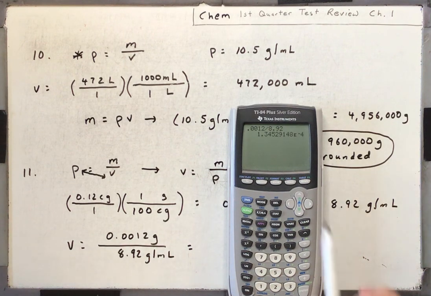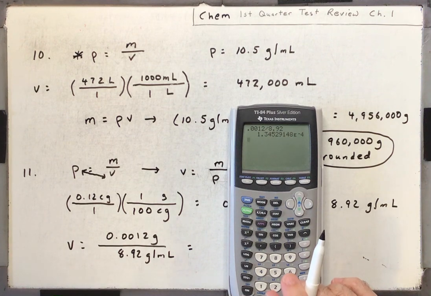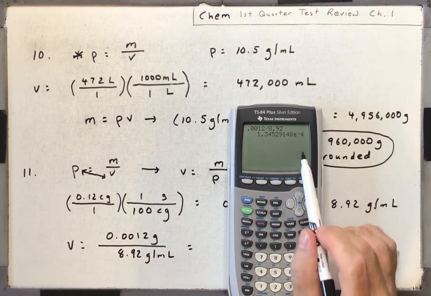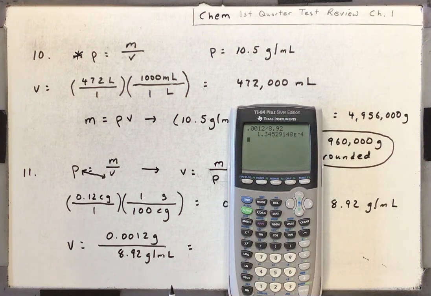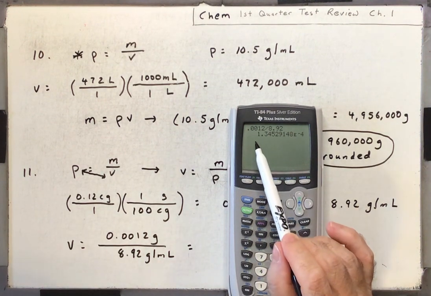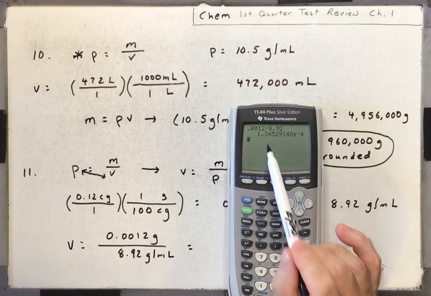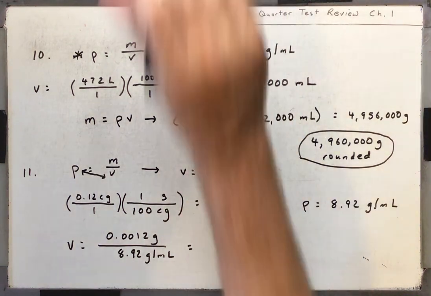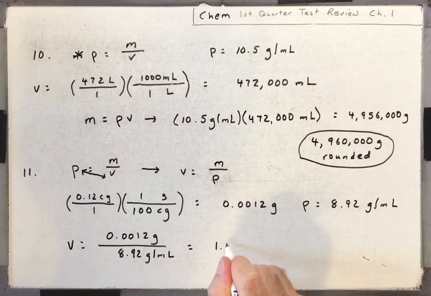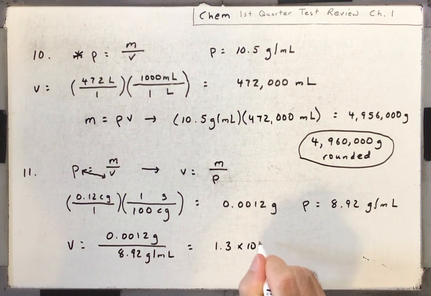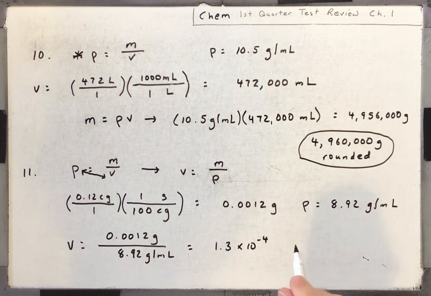All right, it was given in scientific notation, so we're just going to go ahead and do it that way. That'd be 1.34529, lots of numbers, times 10 to the minus 4. Well, what are we going to round to? Well, we have two significant figures here, three significant figures here, so we're going to round to two significant figures. That would be 1.3 times 10 to the minus 4 milliliters.